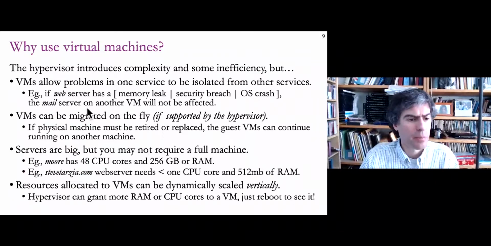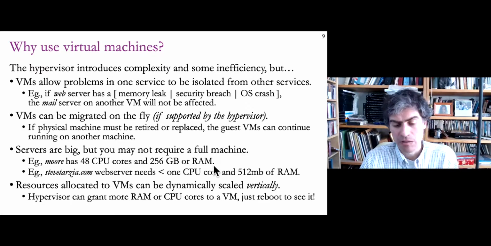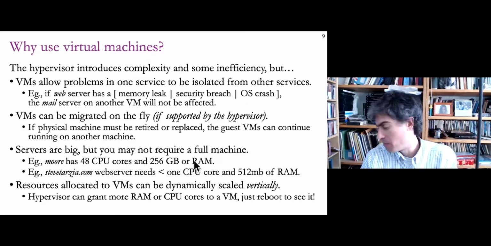Another benefit of using virtual machines is, I guess this is a benefit of sharing a physical machine among multiple services. This could apply both to virtual machines and to processes, but it's important to notice this. Servers these days are really big. They have lots of CPU cores. For example, the More machine that we use in this class has 48 CPU cores. It has 256 gigabytes of RAM. That should be an F of RAM.